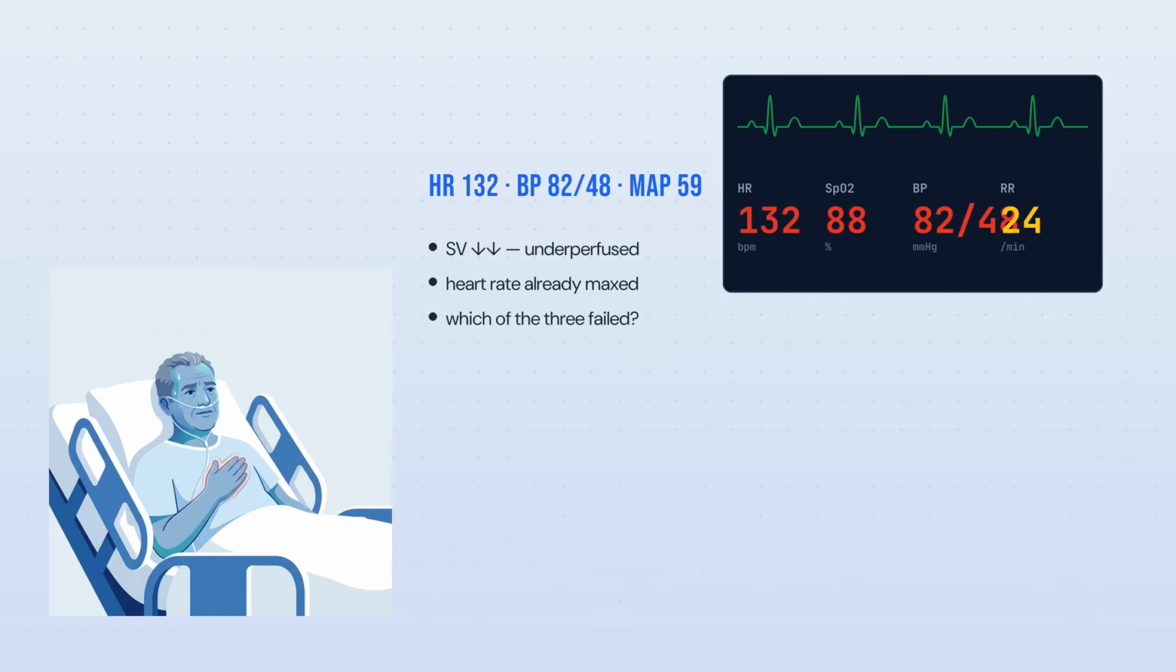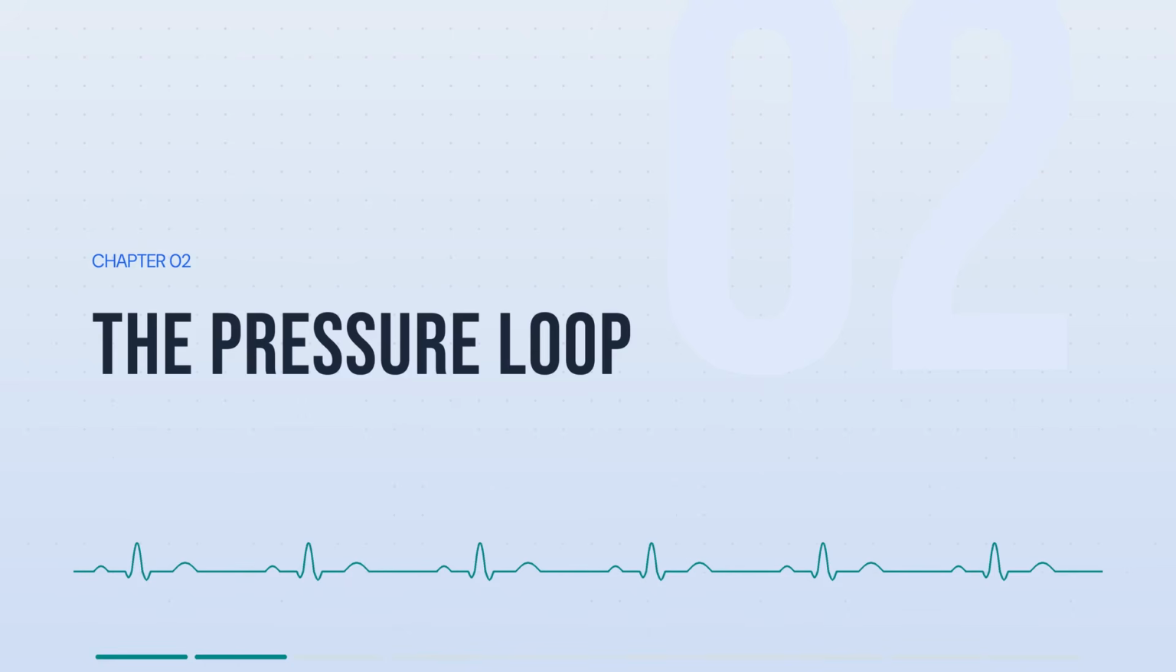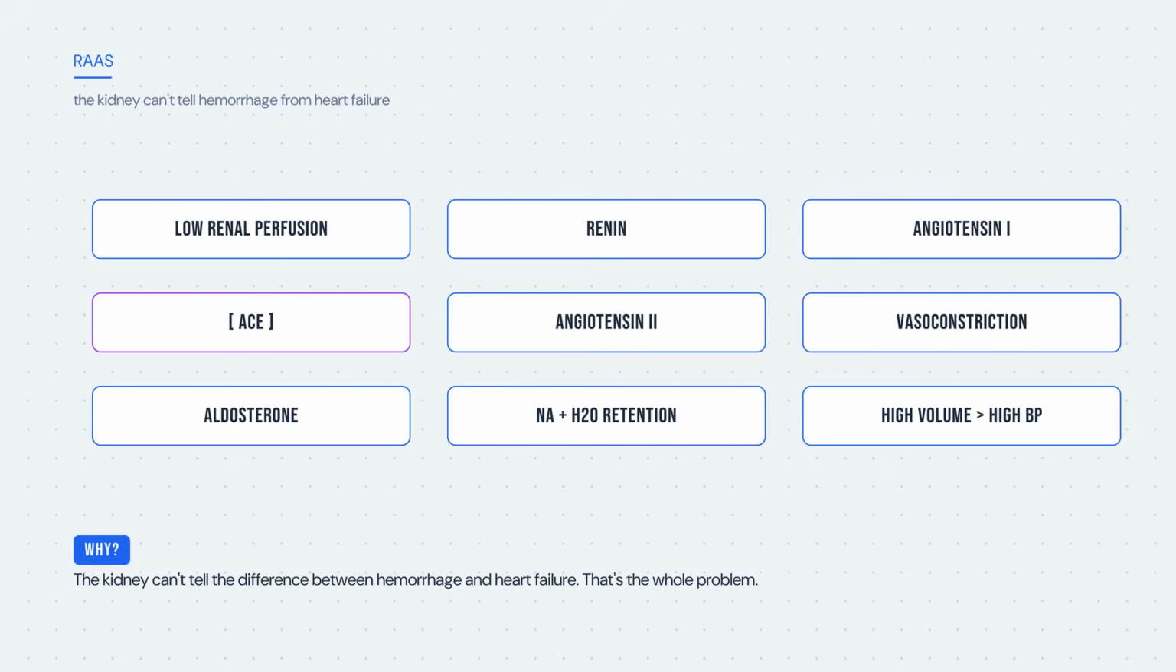But first, there is a hormonal system running in the background of every one of these patients, and if you do not know it, half of cardiac pharmacology is going to feel like memorization. Chapter 2: The Pressure Loop. The kidneys are the body's pressure sensors.